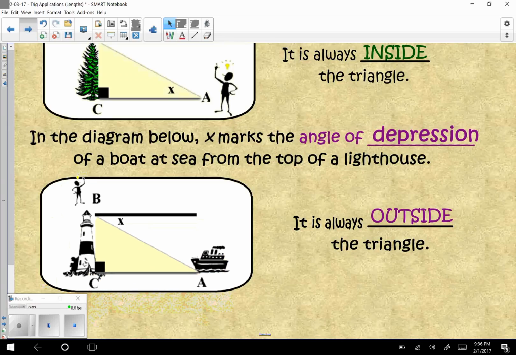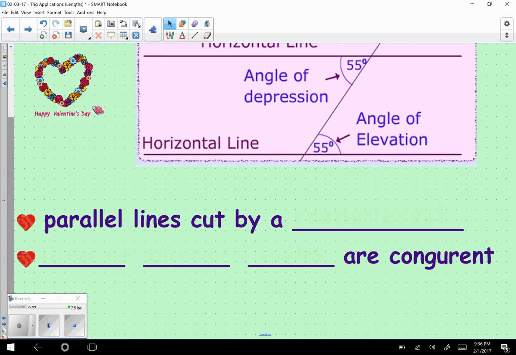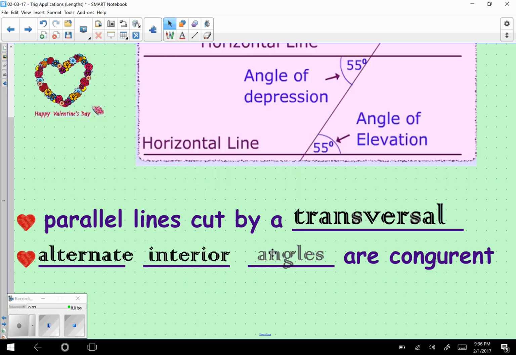All right, so how does it work? Why does it appear that the angle of elevation and the angle of depression are really the same? Because they kind of are, alternate interior angles. Okay, so alternate interior angles are formed when you have parallel lines that are cut by transversals. And we know that when you have a transversal line that cuts two parallel lines, the alternate interior angles are always going to be congruent. Okay, so angles of depression and angles of elevation are going to be congruent because of how they fall with horizontal lines and parallel lines. Okay.